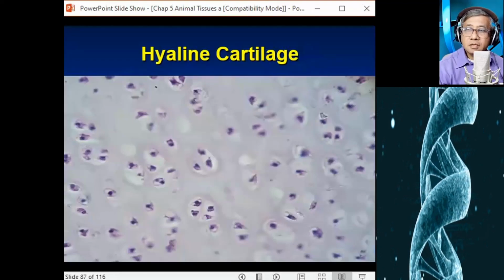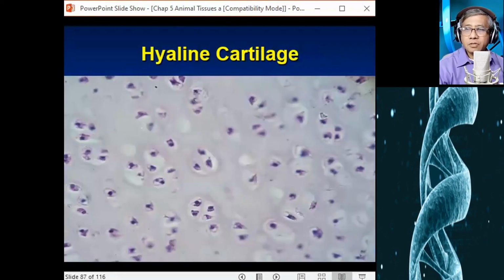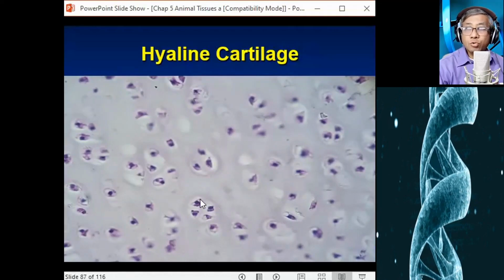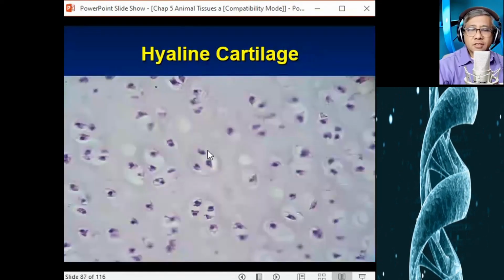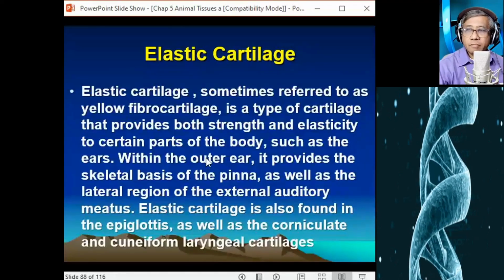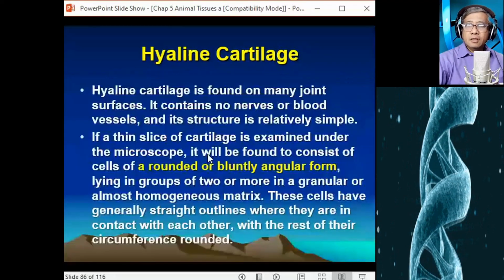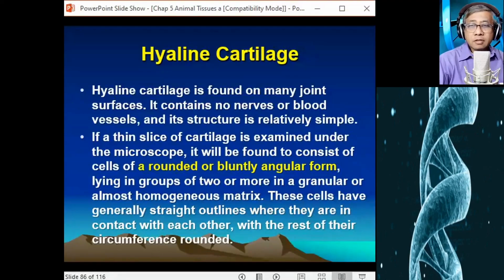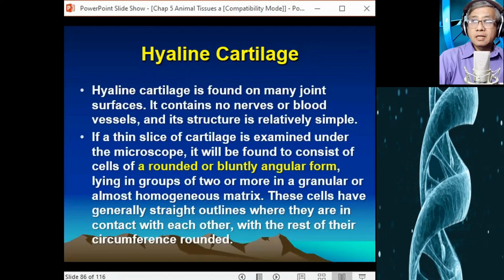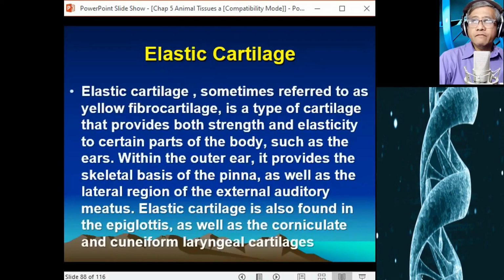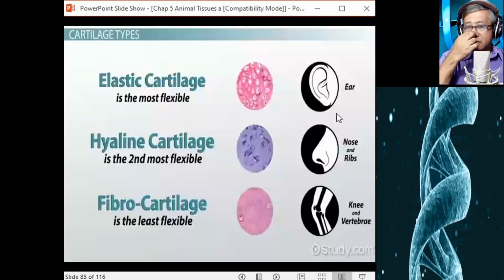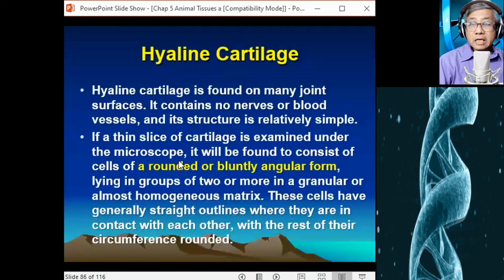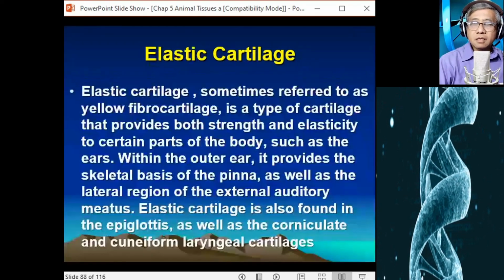Ayan, it's clear in this photo micrograph. No? So this is hyaline cartilage. The chondrocytes are arranged in groups of 2 or more. And the cells, the chondrocytes, are blunt, no, or angular in form, arranged in groups. Okay, these cells have generally straight outlines where they are in contact with each other. Ayan, so that's hyaline cartilage. Okay, so where can you find hyaline cartilage? Yan, sa nose, ito. And yung intercostal cartilages ng ribs. Also sa trachea.